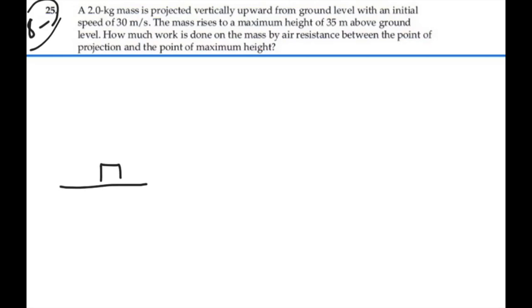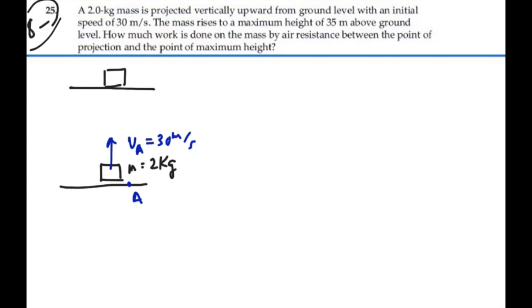Alright, so let's imagine what's going on here. We have a mass, 2 kilograms, being projected upward with an initial velocity, let's say a velocity at point A of 30 meters per second. And it's going to travel upward to some maximum height. Let's call this point B. And against the motion is going to be a frictional force over that total height. Point B is 35 meters above.